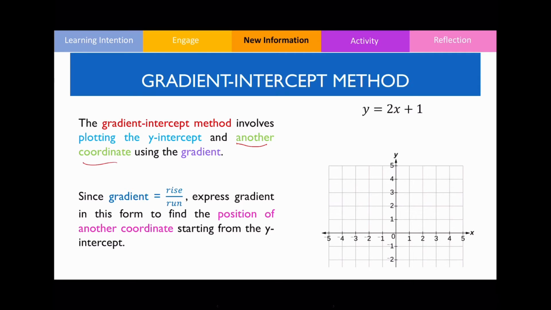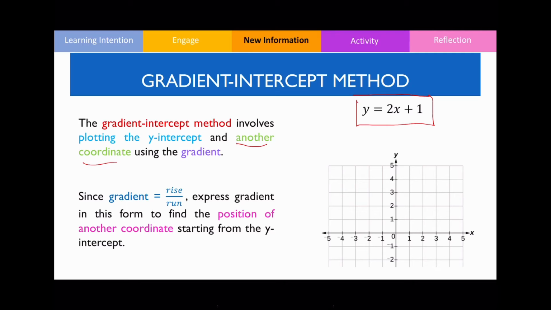So since the gradient is the same thing as rise over run, what we're going to do is express the gradient in this fractional form, and then we're going to find the position of another coordinate starting from the y-intercept. So this is my equation over here. I've got the equation y = 2x + 1.